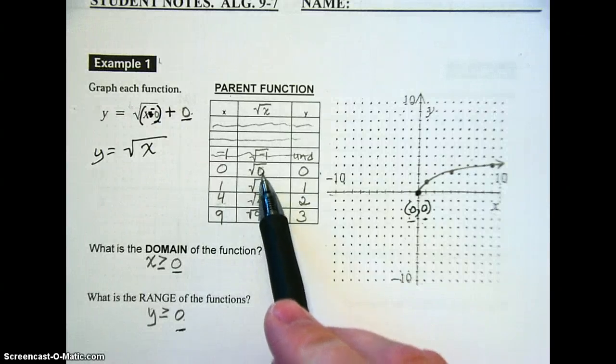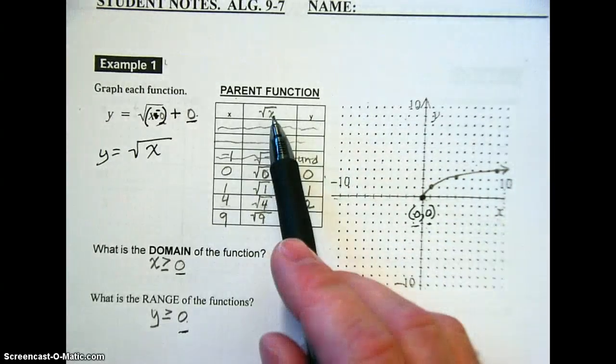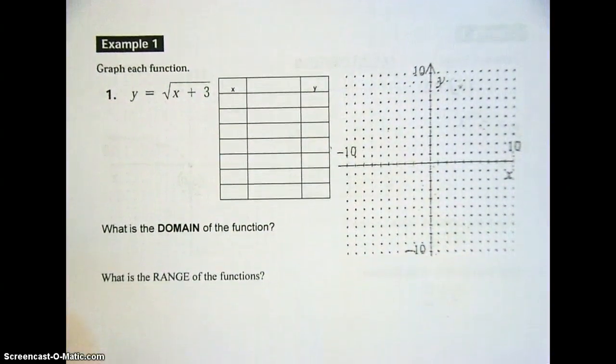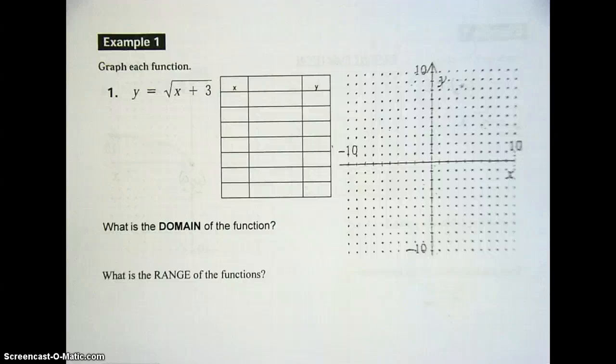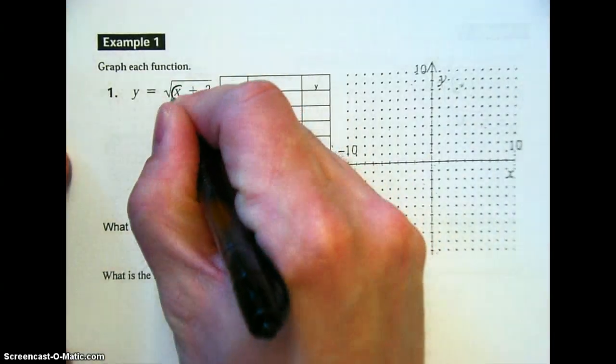Yeah, trying to make them be square numbers. It was easy here because we just put in squares for x. Okay, let's turn the page. All right, take a look at number 1. It's not going to always be that easy. Okay? You're still trying to make square numbers right here.